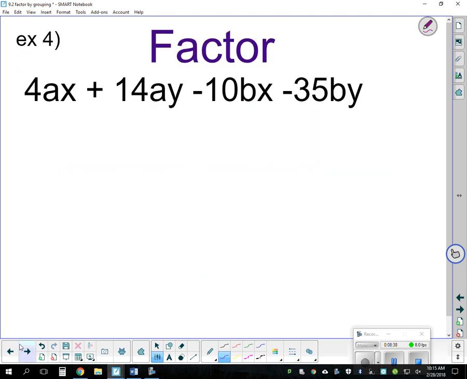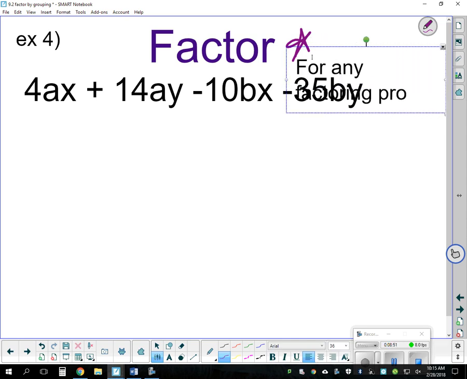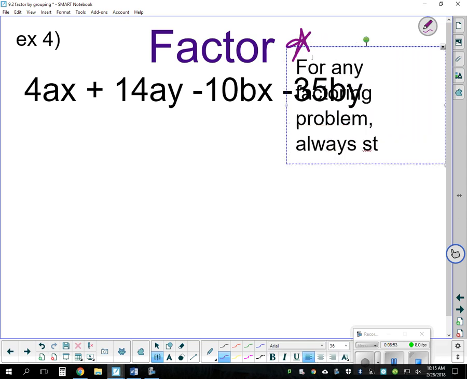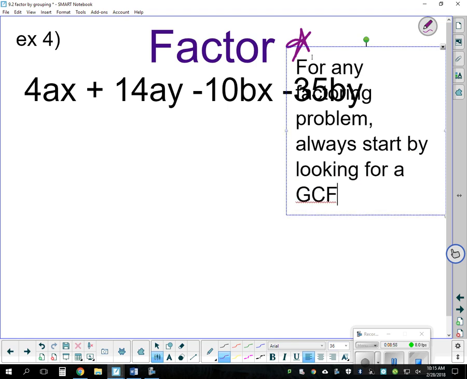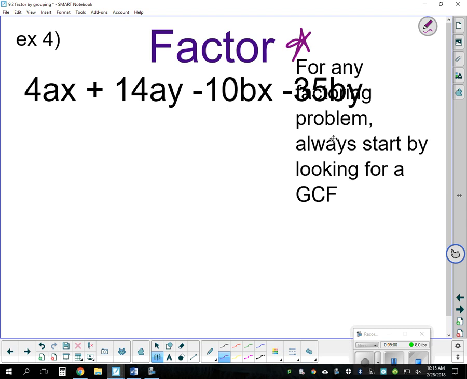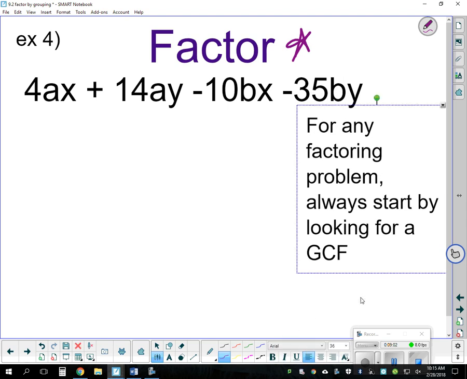Okay, try another one here. Remember, any factoring problem, you always start with a GCF. Write that on your paper somewhere. For any factoring problem, always start by looking for a GCF. Always, always, always. Super important that that is where you begin.